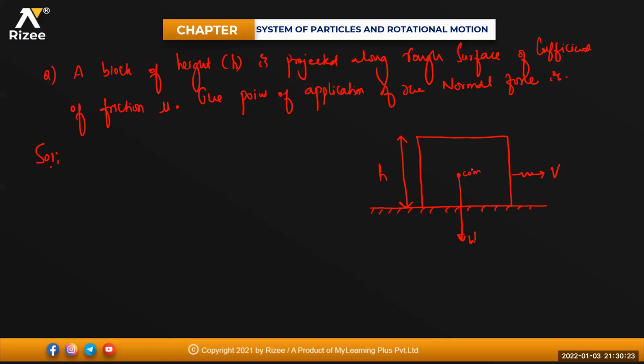A block of height h has been projected along the rough surface of coefficient of friction mu. That means the frictional force F acts on this body in this direction. Initially, the normal force acts in the upward direction when it is at rest, but when it moves in the front direction, the normal force shifts by some distance x. This is the new position of the normal when it is projected. So the point of application of the normal force is asked, that means this x value is equal to how much? Clear? So the body will topple at this position.